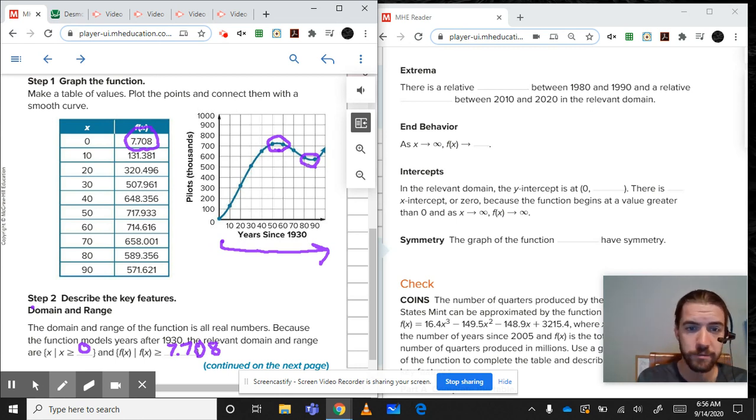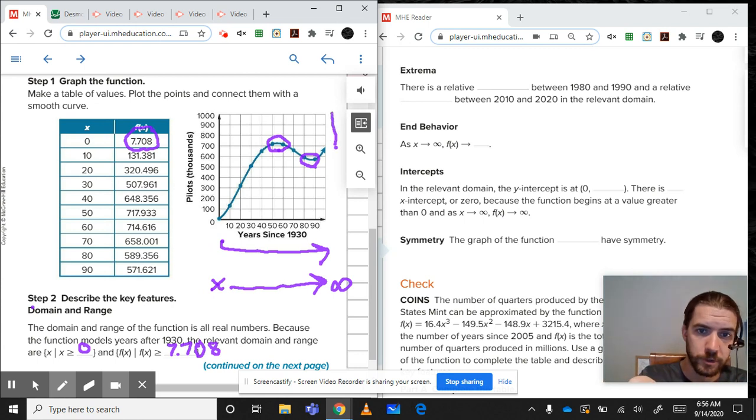The end behavior: as x approaches infinity, so as we move this way on the x-axis, our function approaches infinity as well. So we're approaching larger and larger values for our output, as denoted by that arrow here at the end. It's heading upwards to infinity.